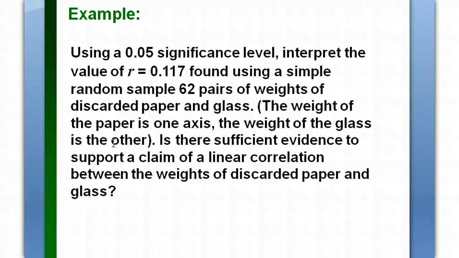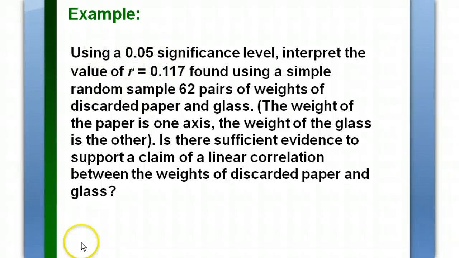The weight of the paper and the weight of the glass should be determined by how much of it there is, not by how much glass there is for the paper and how much paper there is for the glass. So they shouldn't have any correlation together, and that R value is suggesting that, meaning that it's closer to 0 than it is to 1. But they want to know, is there enough evidence to support a claim of linear correlation between the two? The fact that the R value is that low to begin with would suggest no, but with this big of a sample, we increase the likelihood of variation in our sample. So we still want to check it out and make sure.